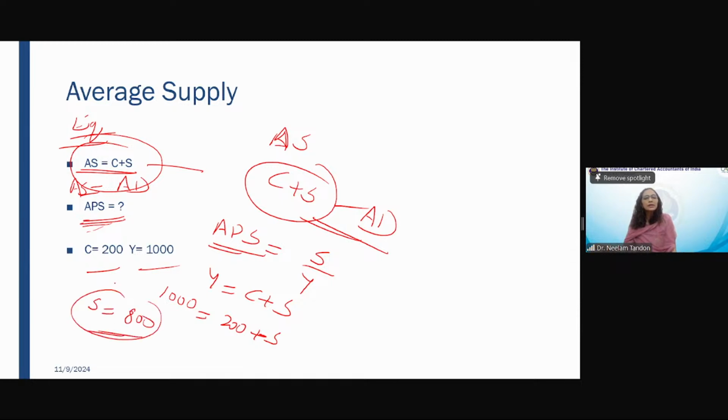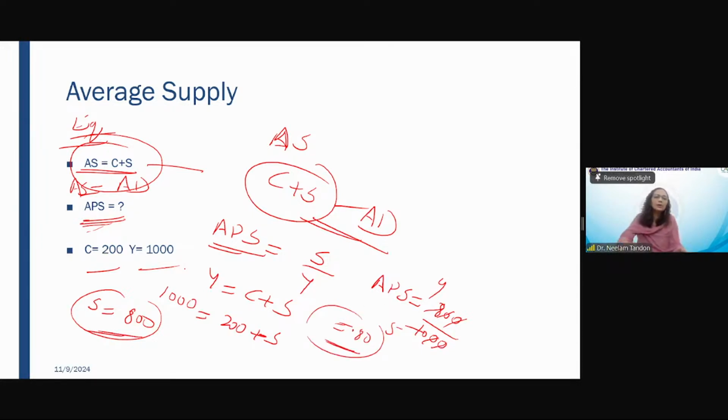If savings is 800 and income is 1000, so APS will be how much? 800 by 1000, that is 0.80. So APS value will be 0.80. Okay, so this is how you can calculate.